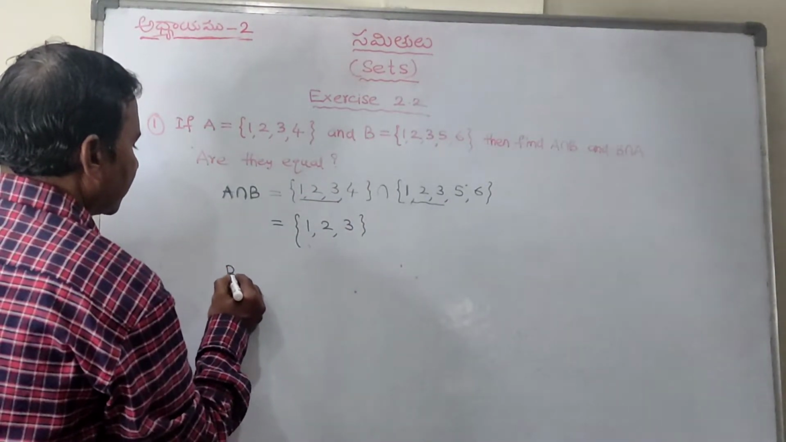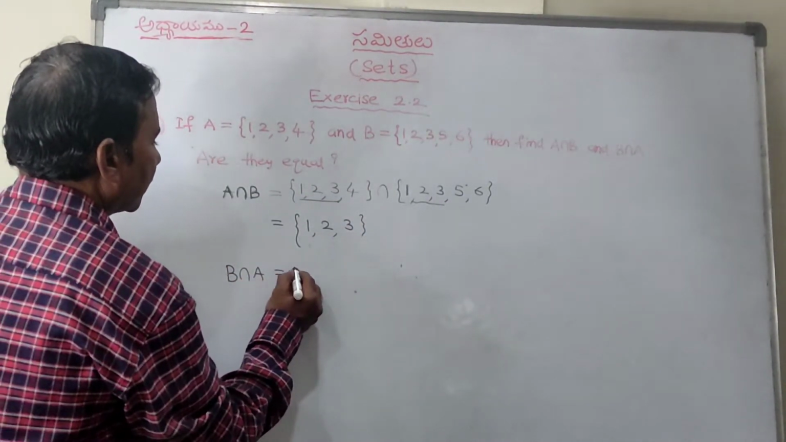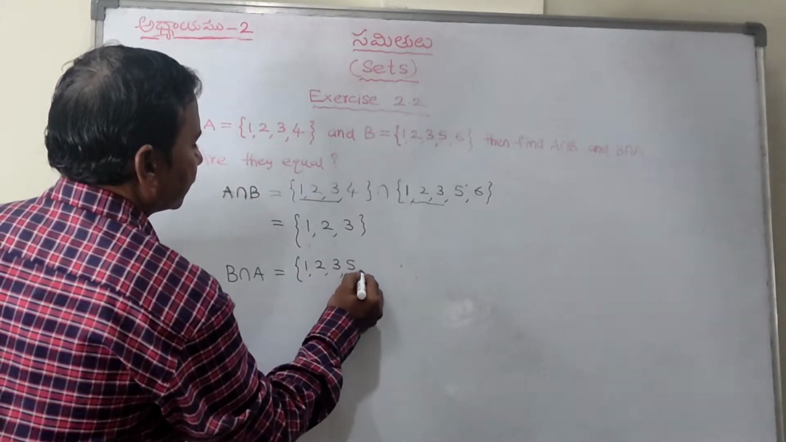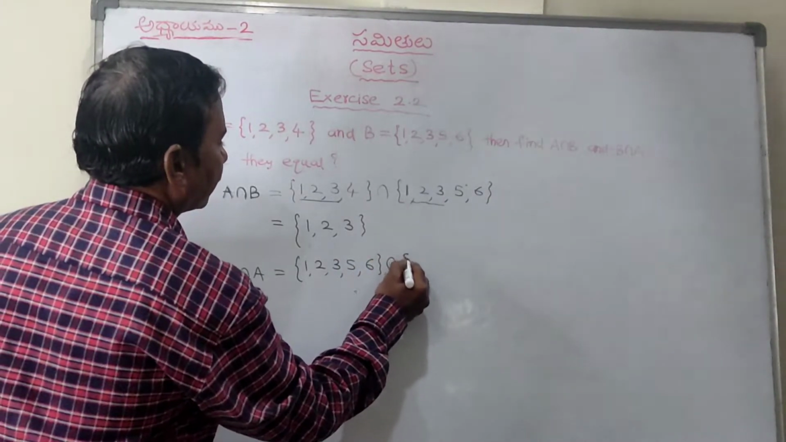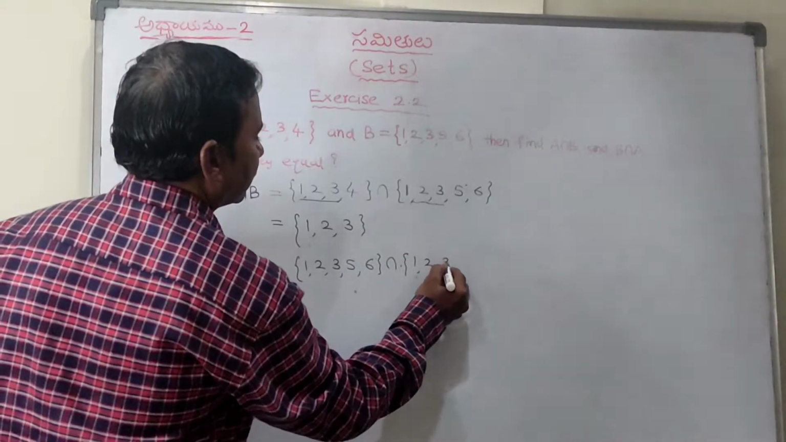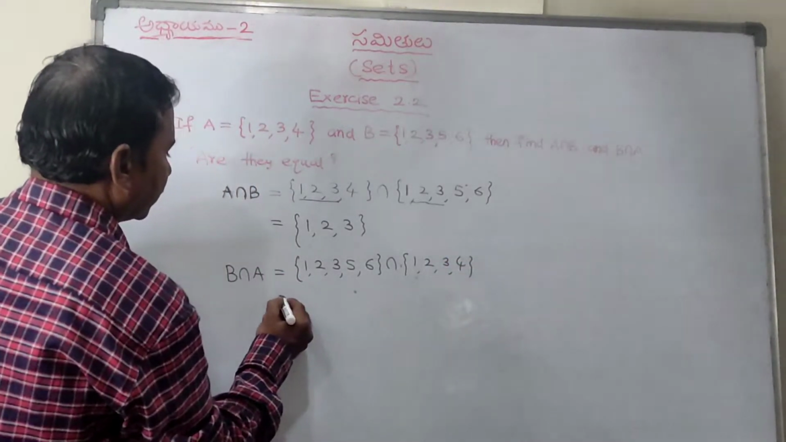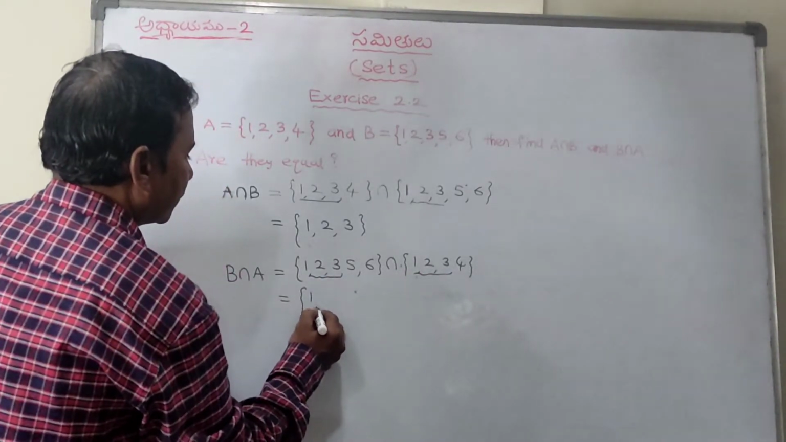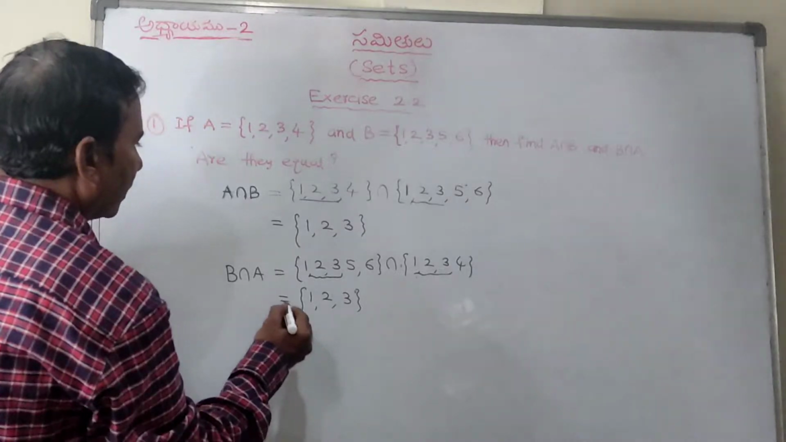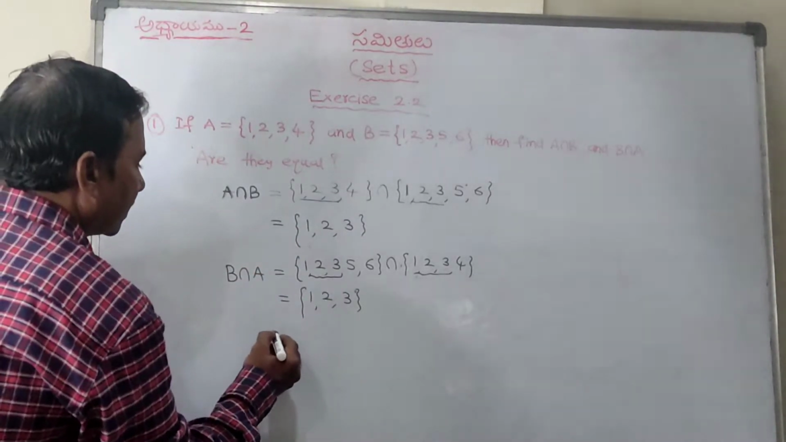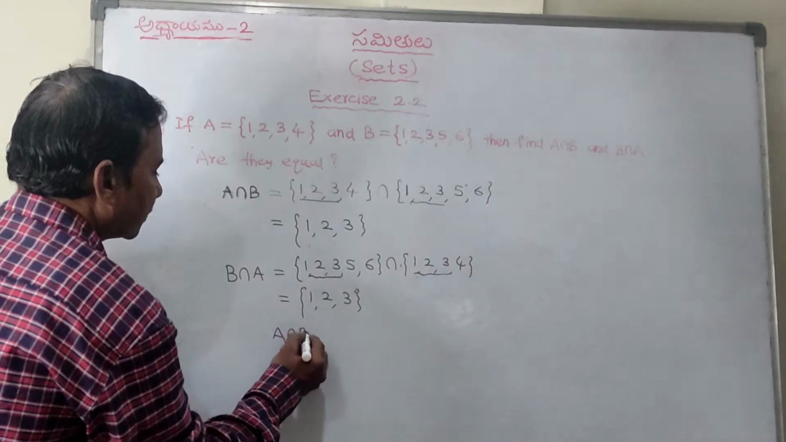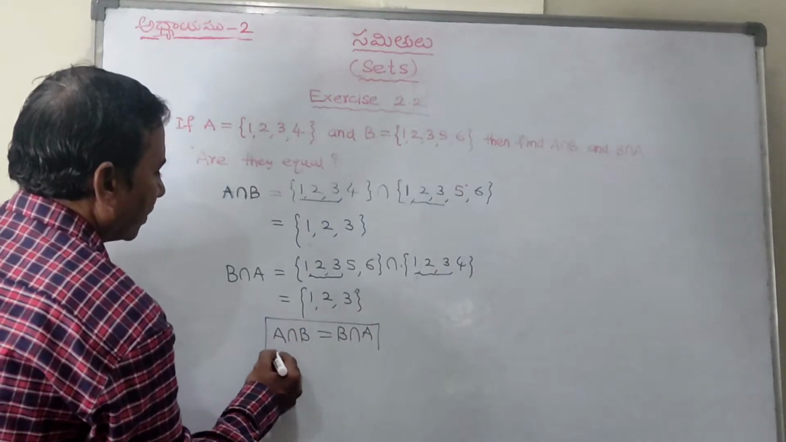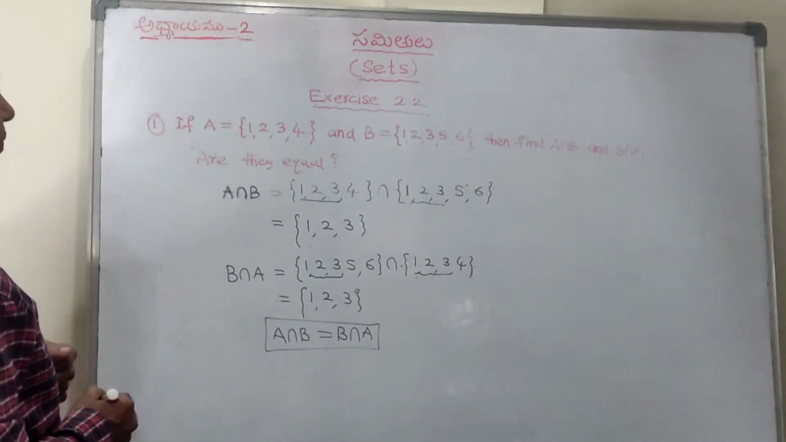Now coming to B intersection A, the set B {1, 2, 3, 5, 6}, A {1, 2, 3, 4}. Again if you see, 1, 2, 3 are the common elements, so we should write 1, 2, 3. So what we are observing here, both the times we are getting the same answer, so we should write A intersection B equals B intersection A.